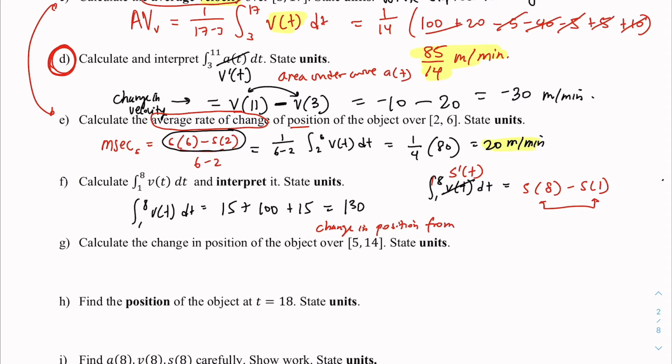From time 1 to time equals 8, not the other way around. So since there's a change in position, our units will just be meters. Great. Next, G says find the change in position from 5 to 14. Well, change in position means S of 14 minus S of 5, which is another way of saying the displacement.